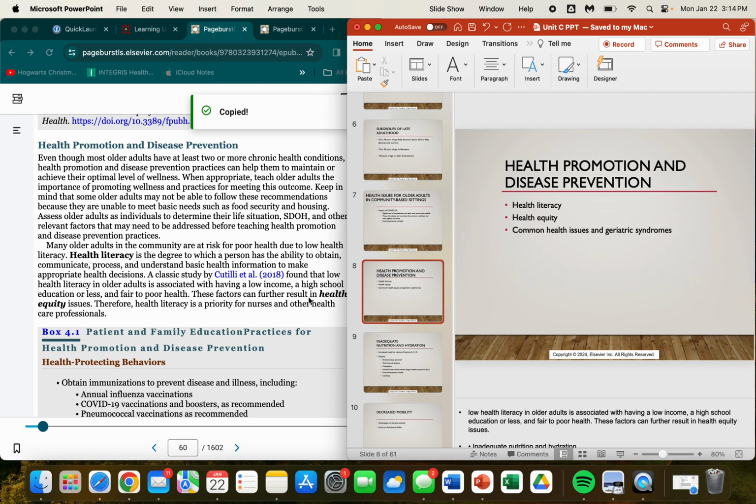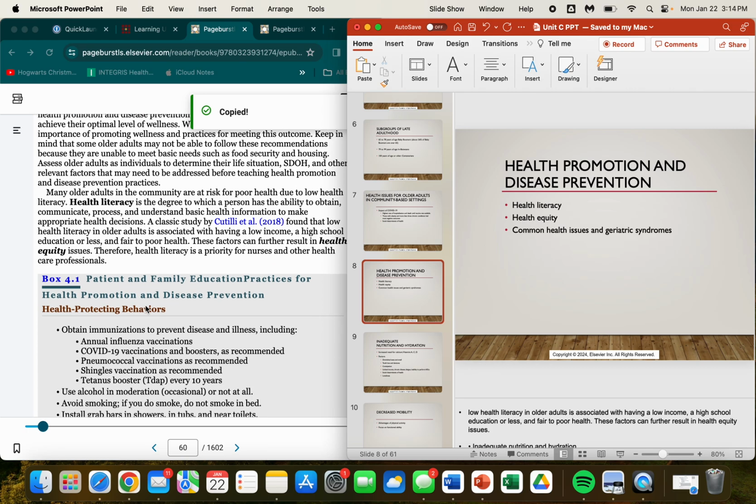So what we're saying by that is, if they're not literate enough to understand health promotion and disease prevention, that can result in health equity issues, meaning that these people often are at greater risk for having health problems. So we need to make literacy an important aspect of care for the older adult population. That includes education and all of those kinds of interventions, which is why we tailor so many of our interventions to education.